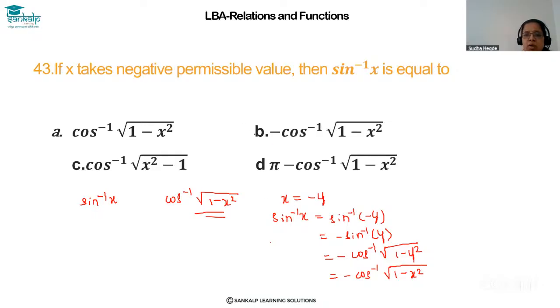That is, option B is the correct answer. Here major step is convert sin to cos. Since negative permissible value, take x is equal to minus y. Again convert it in terms of cos inverse and simplify and replace y by x. You are going to get the required answer. Got it right? Thank you.